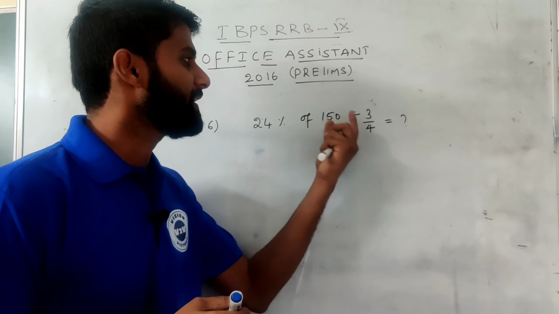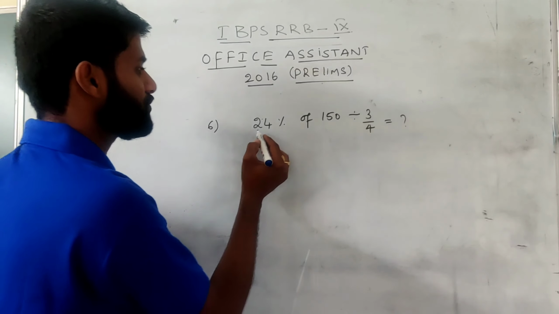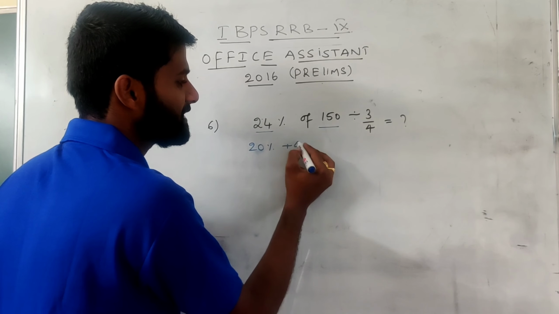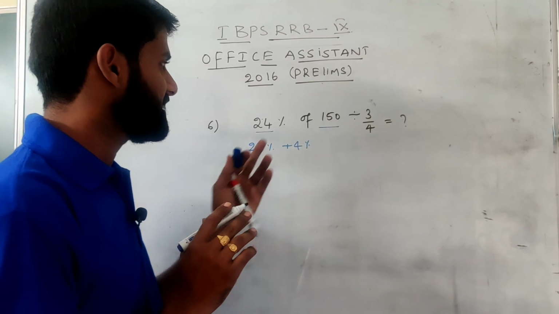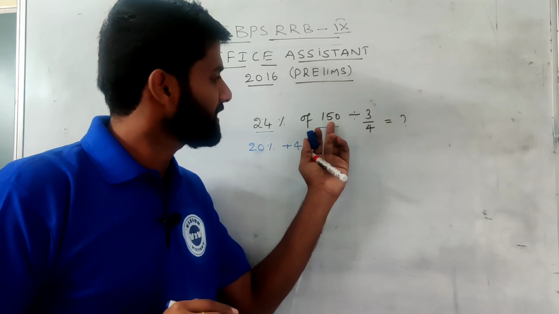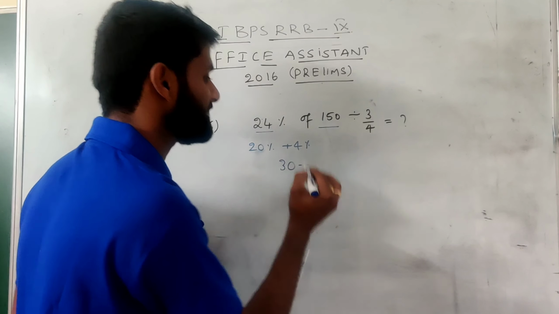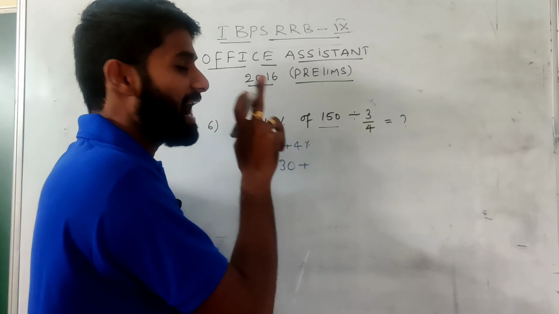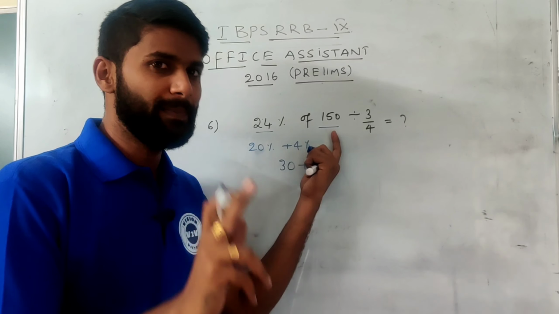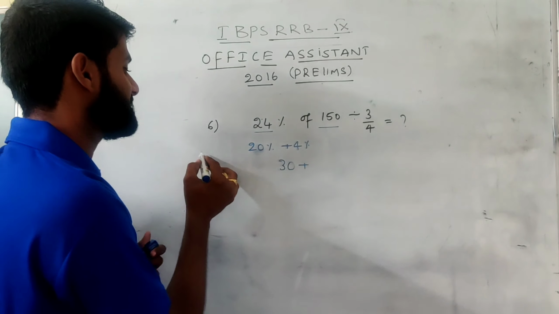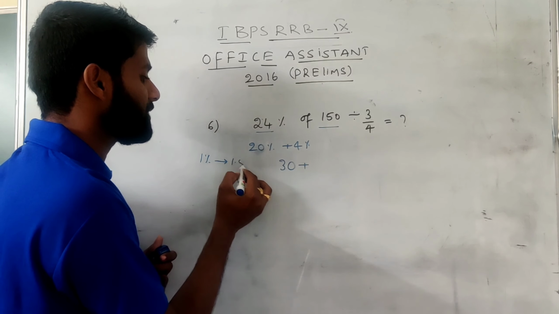24% of 150 divisible by 3 by 4. First see, 24% of 150 can be divided into 20% plus 4%. We know that 100% is 150, 10% is 15, 20% is equal to 30. That is the value. And we know that 100% is 150, 10% is 15, 1% is equal to 1.5. See, 1% value becomes 1.5.